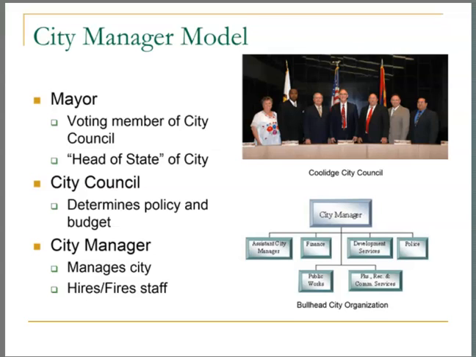The city is run much more on a business model in this way, and it separates the day-to-day operations of the city from the politics that may occur on the city council. So most Arizona cities have opted for the city manager model as opposed to a mayoral model where the mayor functions as the chief executive.